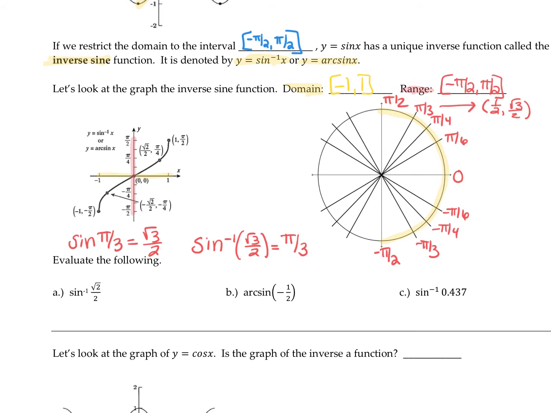So if I do this first example, sine inverse of root 2 over 2, this would be pi over 4. Arc sine, again, is the same as sine inverse. So sine inverse of negative a half, that's going to be down here, because this coordinate would be root 3 over 2, negative 1/2. So this is going to be negative pi over 6. And then this one is something we would type in our calculator, so make sure your calculator is in radian mode. When you type that in your calculator, you would get 0.452.